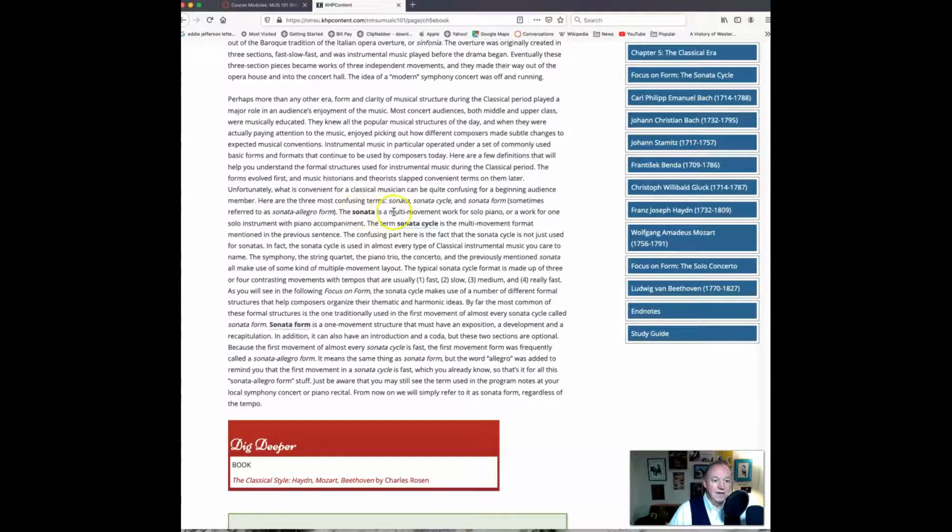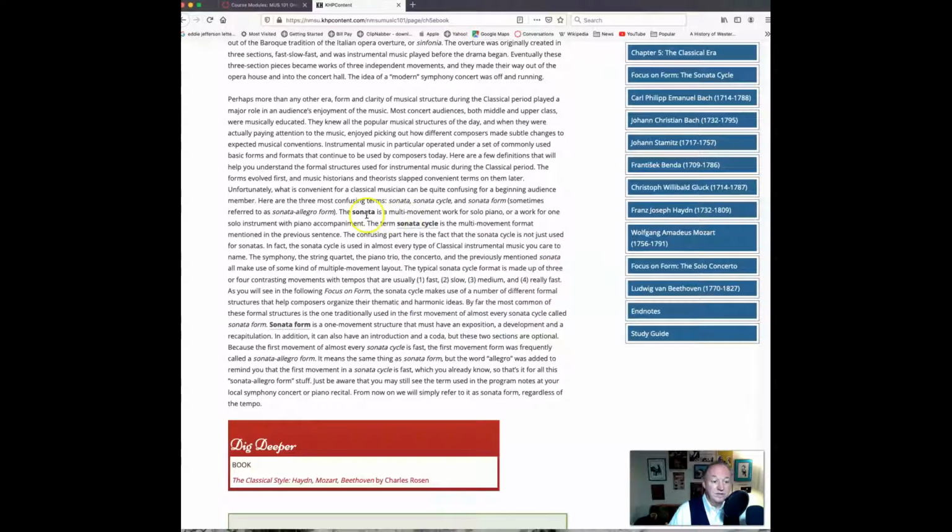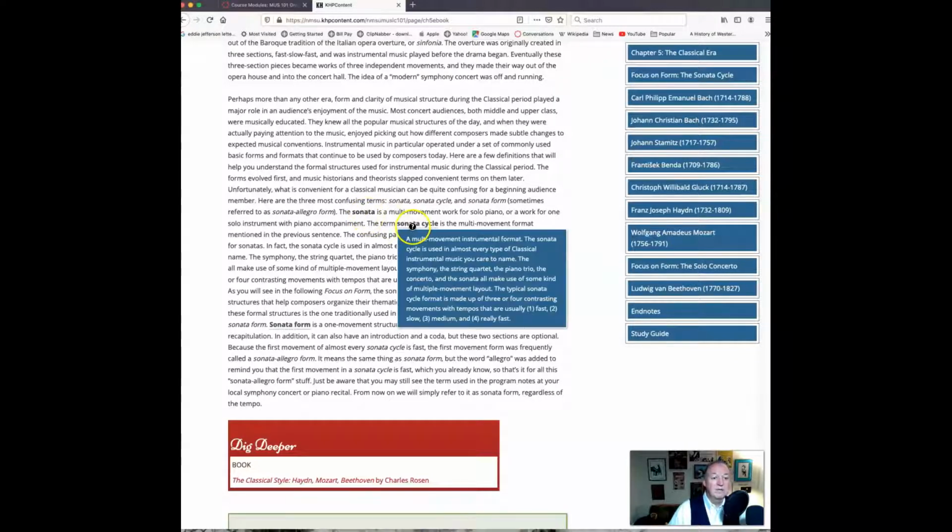The sonata is a multi-movement work for solo piano, or a work for one solo instrument, violin, flute, clarinet, whatever, with piano accompaniment. The multi-movement work part, that's what we call the Sonata Cycle. That's a structure of 3 or 4 movements. It is used here in the sonata, a solo piano work or a work for one instrument, but we also use this structure almost everywhere in instrumental music in the classical period. And it really comes from the Baroque period, which I'll show you in just a moment.